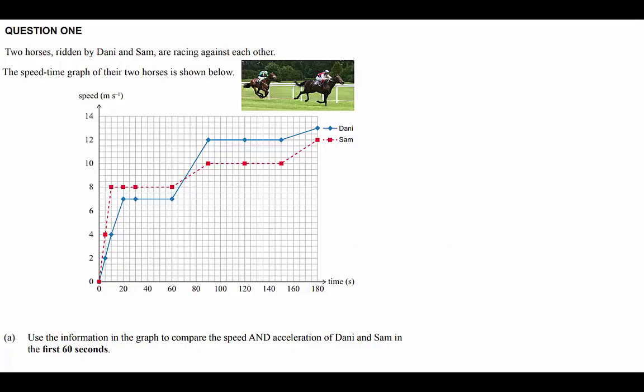So in question 1, we're looking at a situation between two riders and their horses competing in a race. We're asked to compare the speed and acceleration of Danny and Sam in the first 60 seconds. So the first 60 seconds takes us up to this point here. And just looking at the graph, we can see that both of the riders start from stationary.